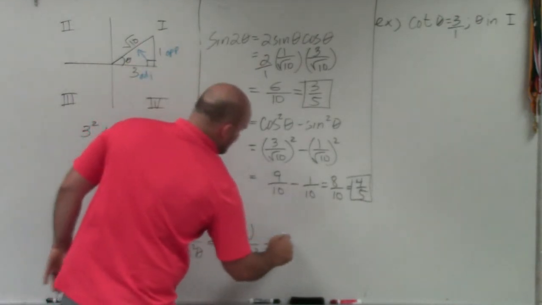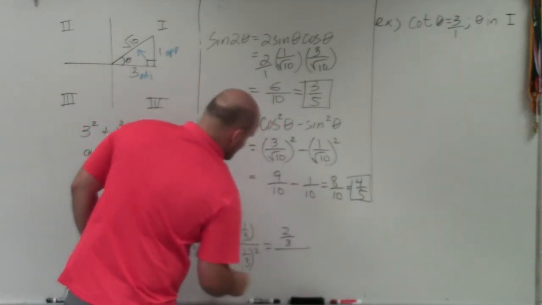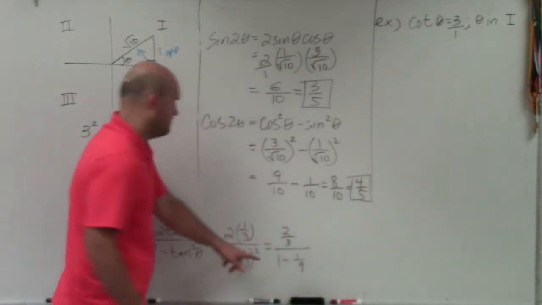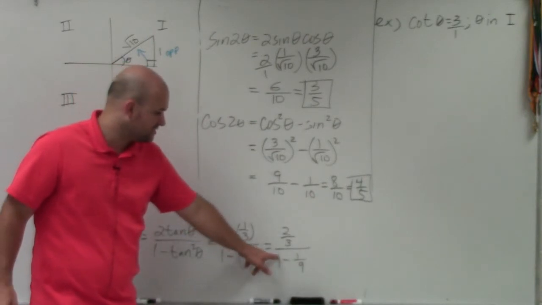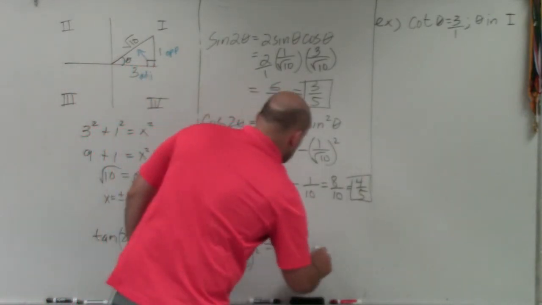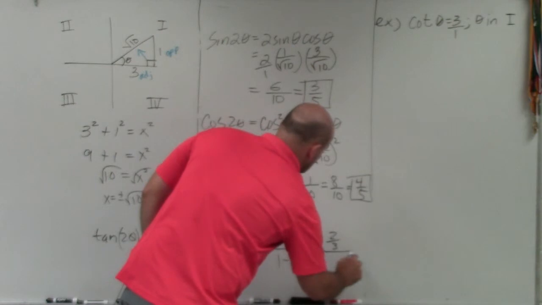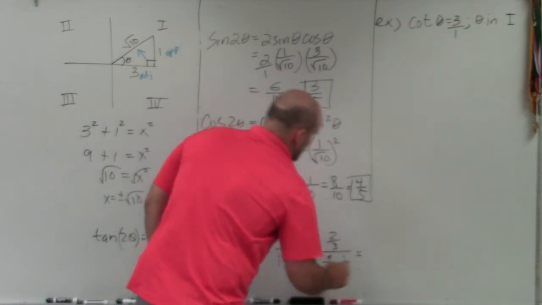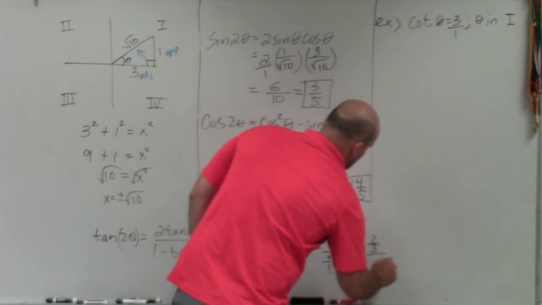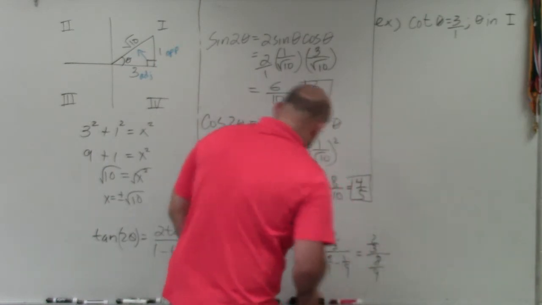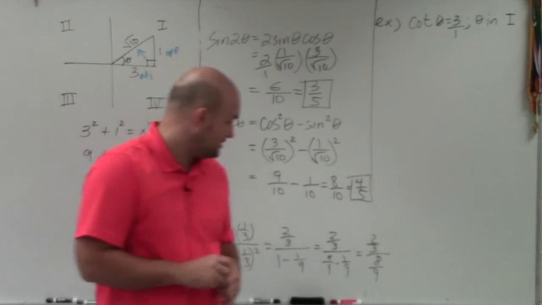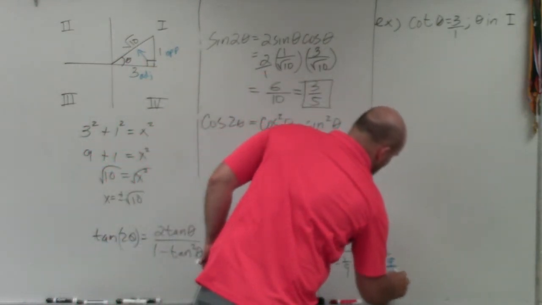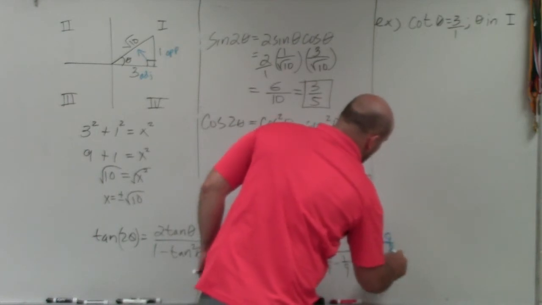Well, 2 times 1/3 is going to be 2/3, divided by 1 minus 1/9, since 1/3 squared is 1/9. Then remember, we have to rewrite this so we can subtract 1/9 from 1. So I'll rewrite this as 2/3 divided by 9 over 9 minus 1/9, which is 2/3 divided by 8/9. Now, when you have a fraction divided by another fraction, to get rid of that, we multiply by the reciprocal. So that's 2/3 times 9 over 8.